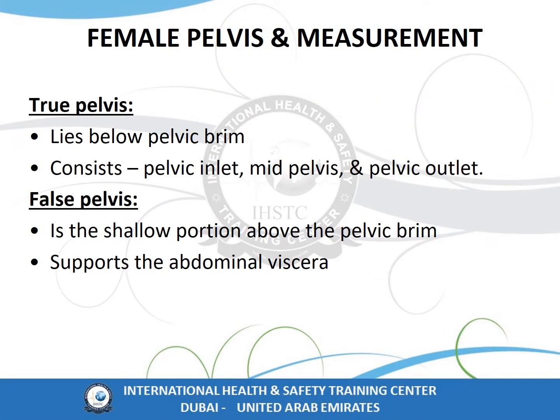So now let's know the female pelvis and measurements. The female pelvis is divided into two parts: the true pelvis and the false pelvis. The true pelvis lies below the pelvic brim, and it consists of the pelvic inlet, the mid-pelvis, and the pelvic outlet. The false pelvis is the shallow portion above the pelvic brim, and it supports the abdominal viscera.